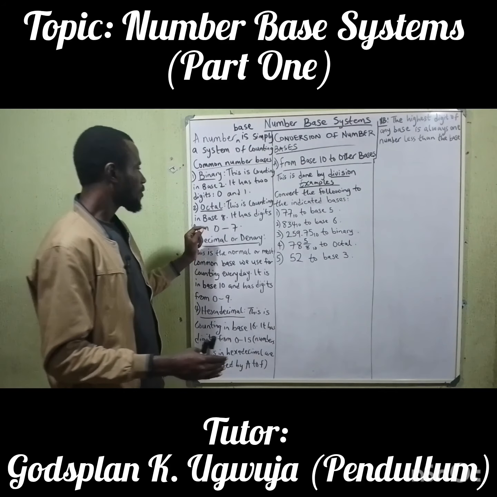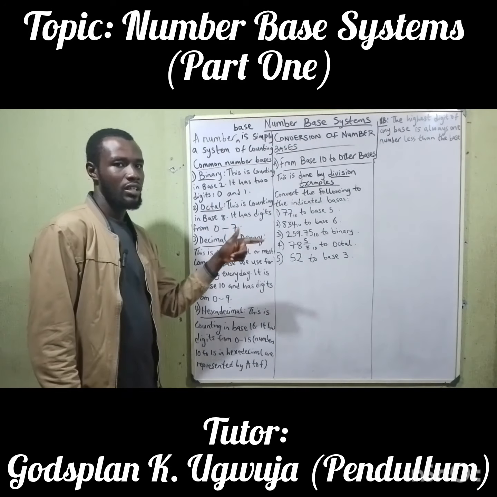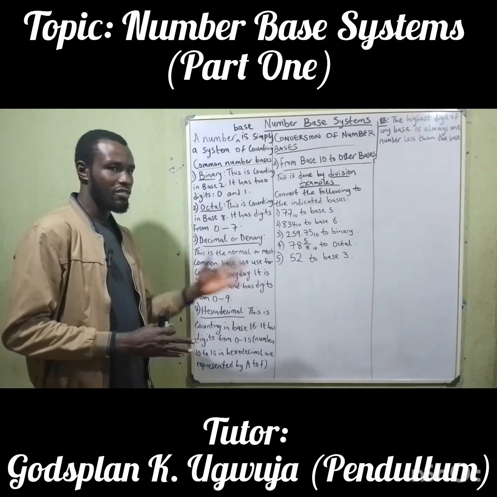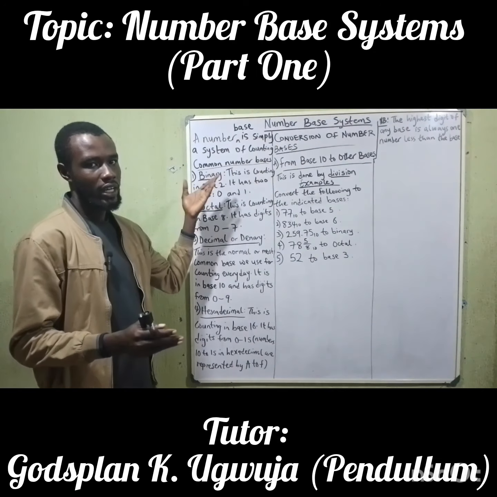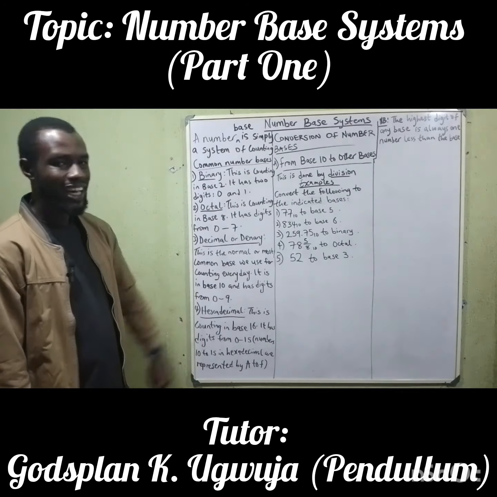And in binary as well, we can only have 0 and 1. So any binary number must always be a combination of 0 and 1. You can't find 2 or 3 or 4 in the binary system. Then we have the decimal system or the denary system.